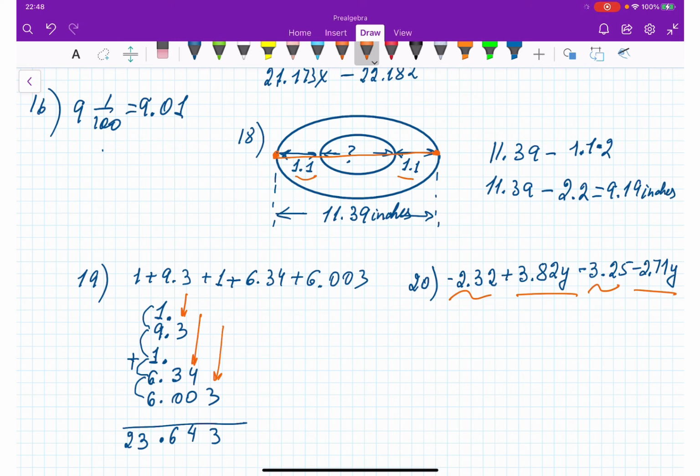Negative 2.32 and negative 3.25. Both of them are negative. They're going to stay negative. And we are going to add them up. 2.32 and 3.25. So if I add them, 2 plus 5 is 7, 3 plus 2 is 5, 2 plus 3 is 5. 5.57.